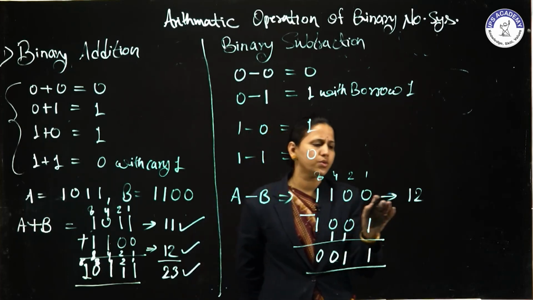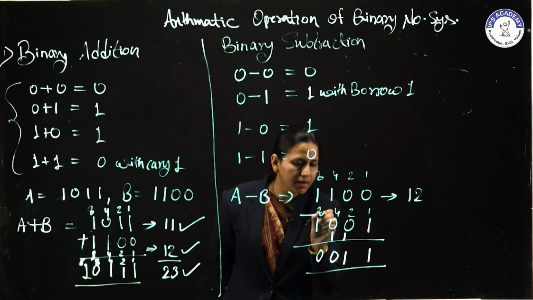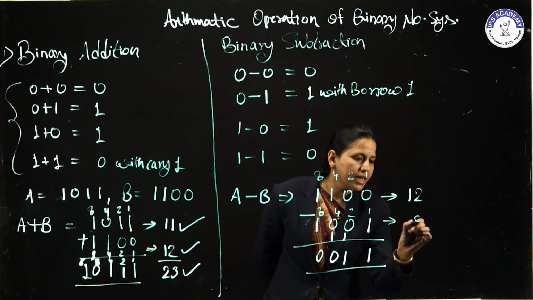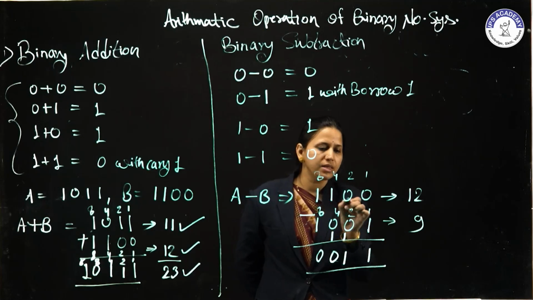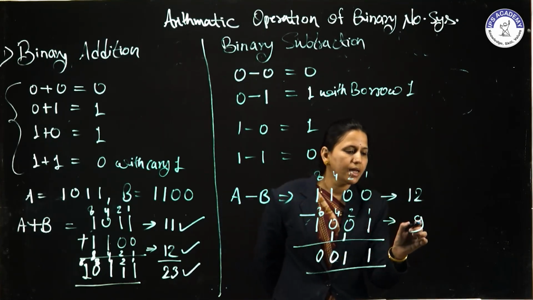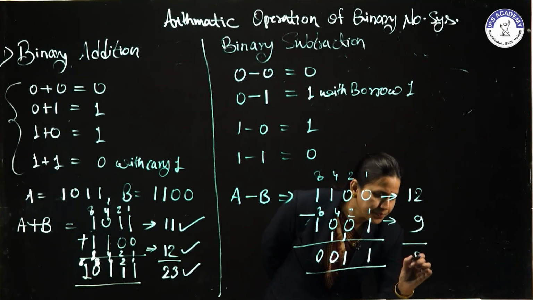Decimal of 1100 is 12. And decimal of 1001 means 8 plus 1, this is 9. So decimal of 1100 is 12 and decimal of 1001 will be 9. 12 minus 9 will be 3.